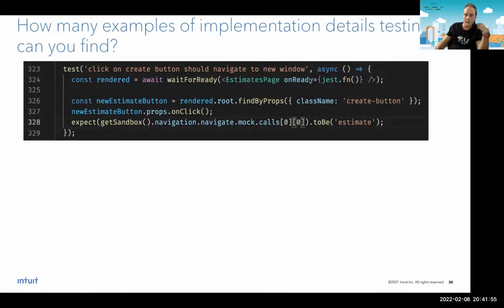You see here a test of some estimates page. And you see that here they click a create button and they check that the routing has been changed. Simple as that. So let's count how many examples of implementation detail testing you can find. And then I will give you the correct answer and I will teach you how to find those implementation detail examples inside your tests. I will give you a little bit more time because I know this question is much more difficult than the previous one.